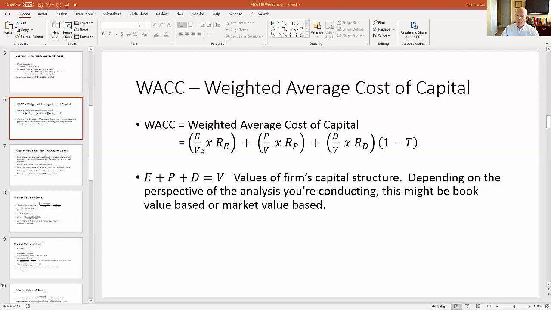So here's the equation. We'll come back to this a couple of times as we go through these segments, but I wanted to introduce it to you so you can understand where we're going next. And that is, we're going to start to take a look at the market value of each of the capital components. And we're going to start that with taking a look at the market value of long-term debt.